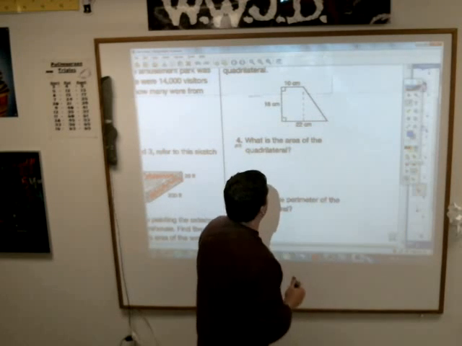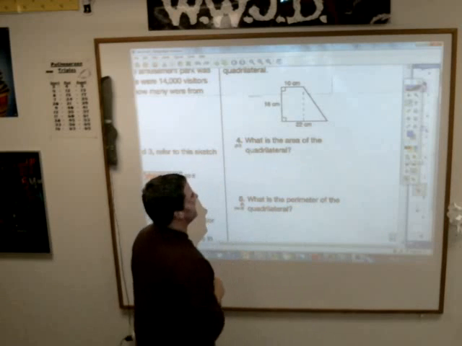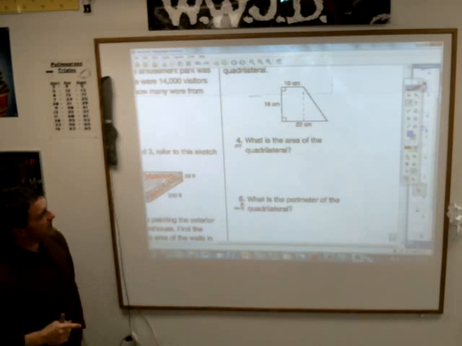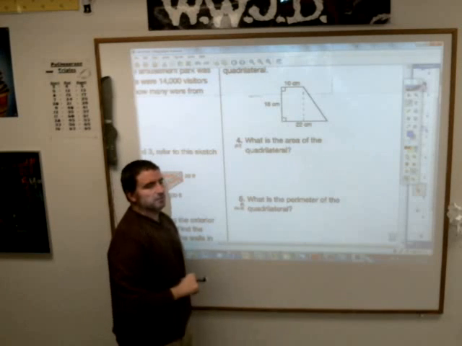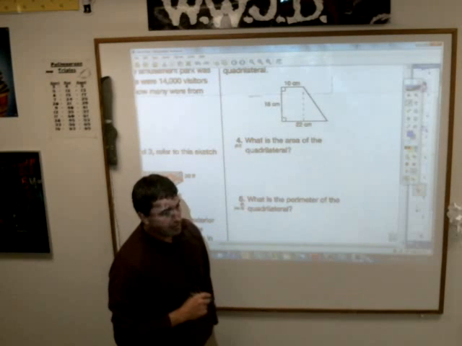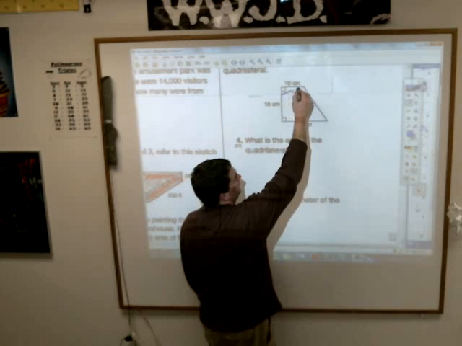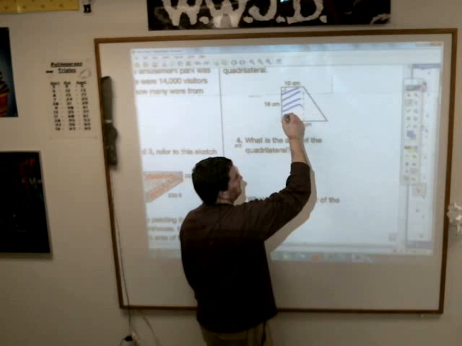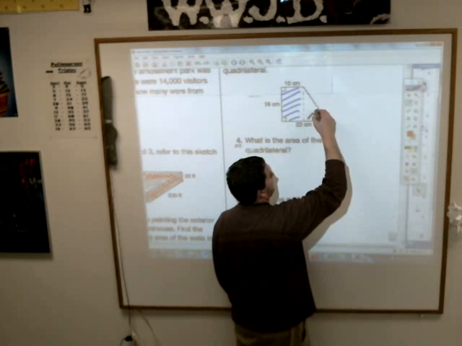What is the area of the quadrilateral? All right, Sage, well, what do we got there? There actually is a formula for a trapezoid, but we don't know it yet, so we're going to do the method that's called divide and conquer. Correct? We're going to find the area of this rectangle, and to that we're going to add the area of this triangle, correct?